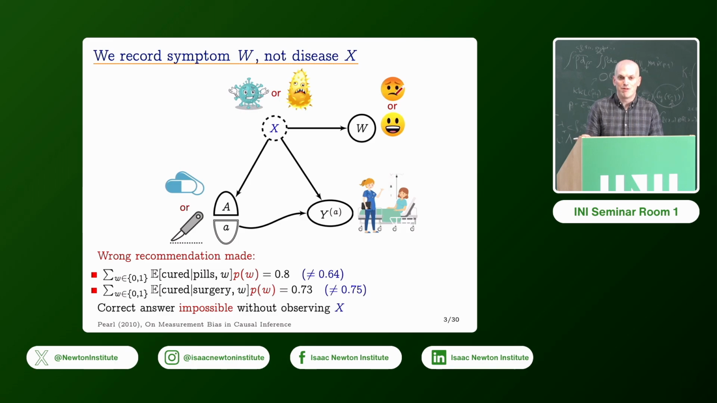And in fact, it's been proved that unless you can get this P of W given X matrix on training data from observation, it's undetermined to find the causal effect without having observed X, basically. Okay.